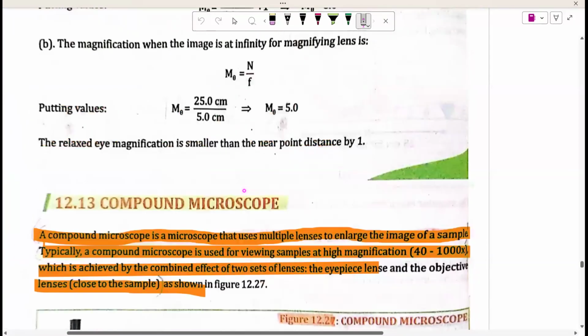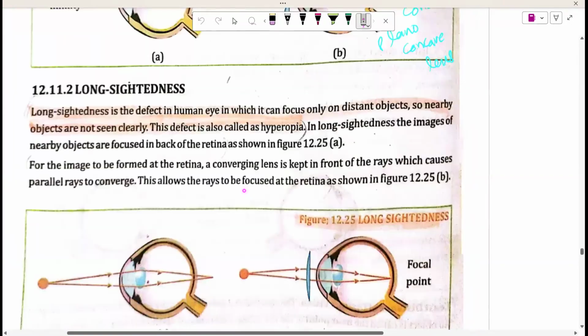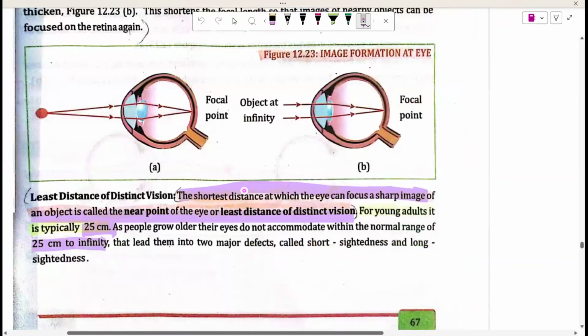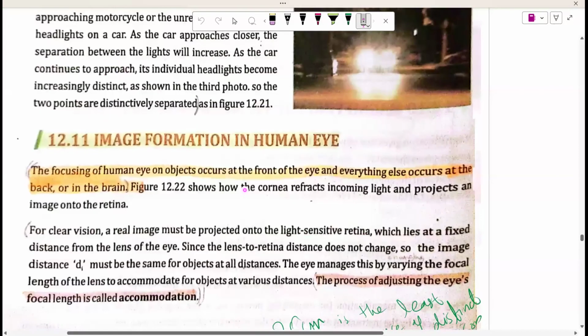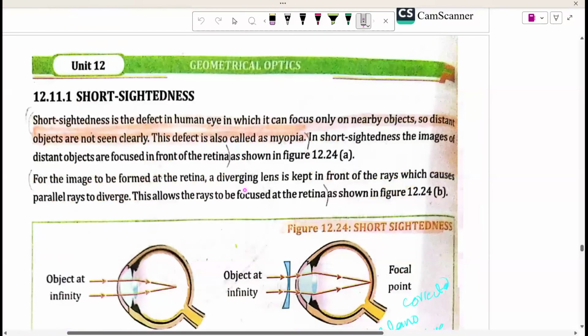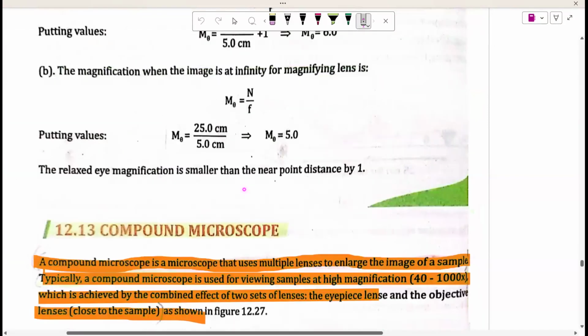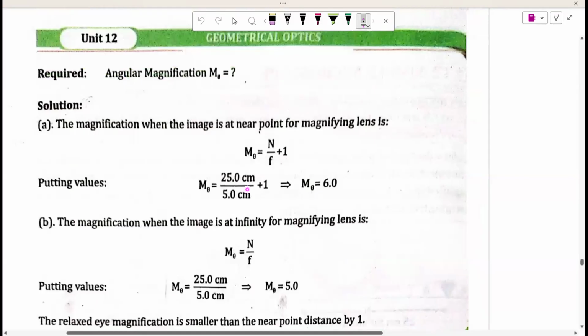Do we have any questions so far? No. Let's review the solved examples first and let's do the numericals today.